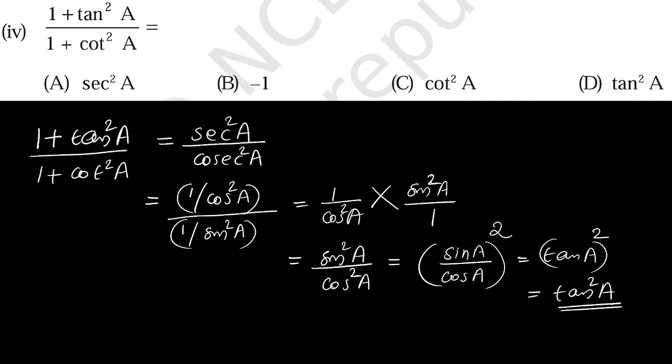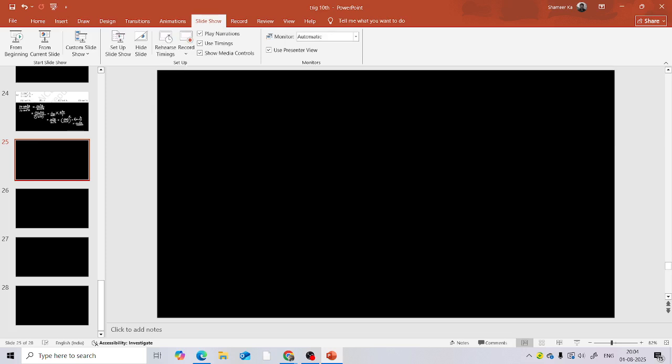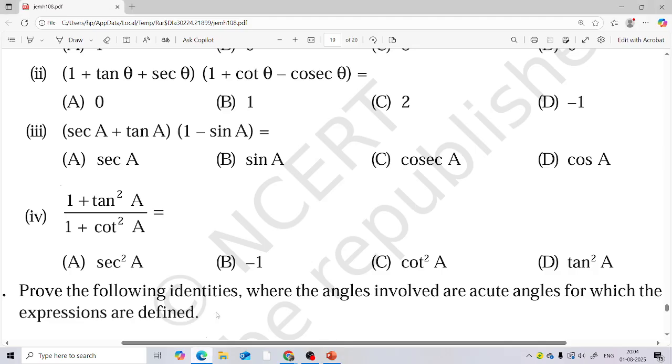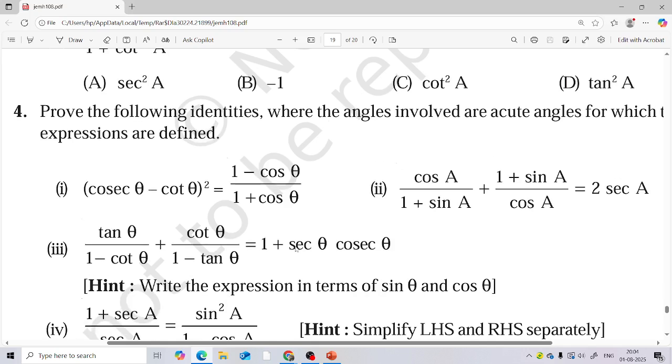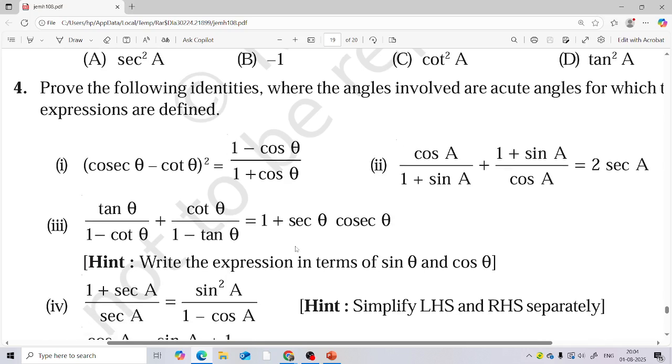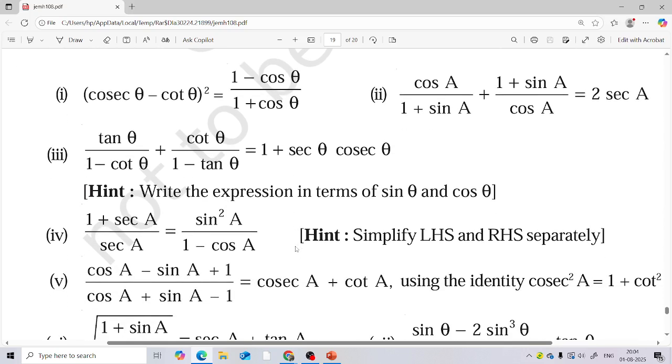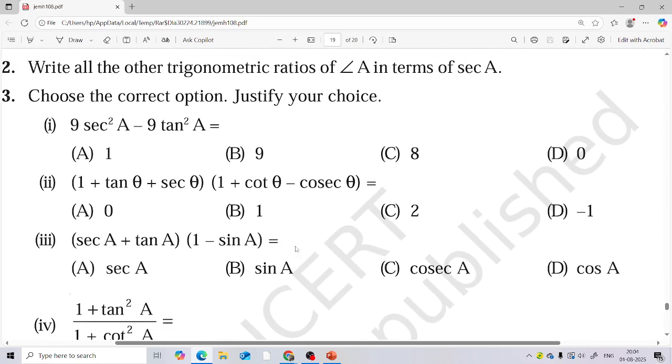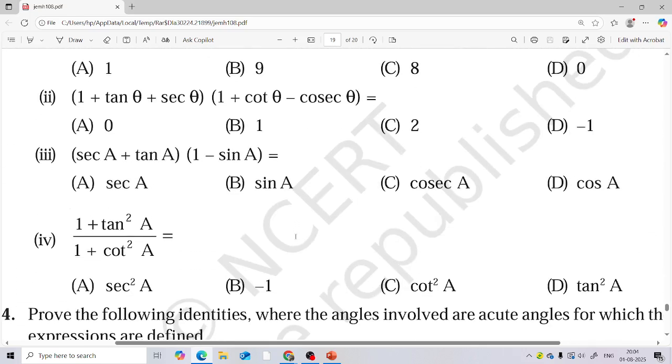If you have written, raise your hand. Benedict. Completed. The next is... still there are questions. Which question? Tan theta. Okay. All other questions I discussed.